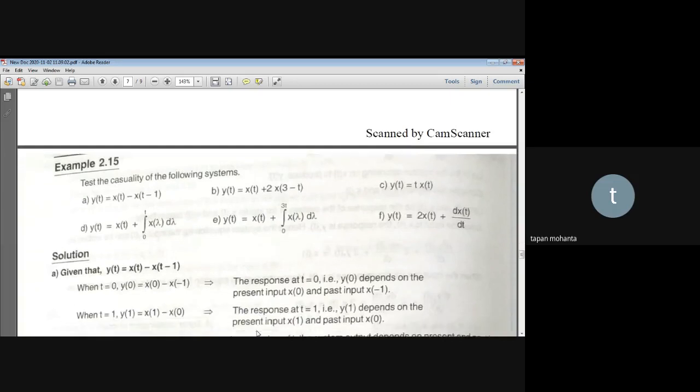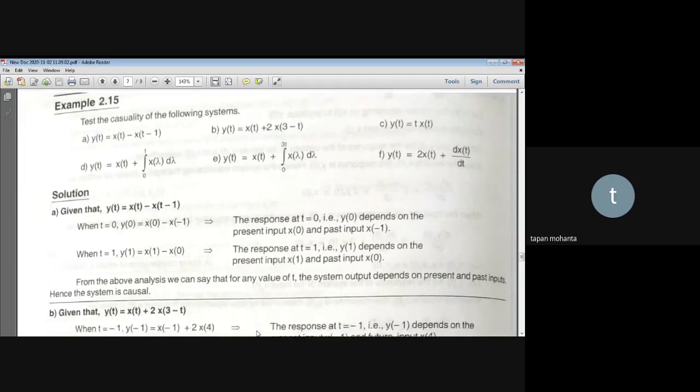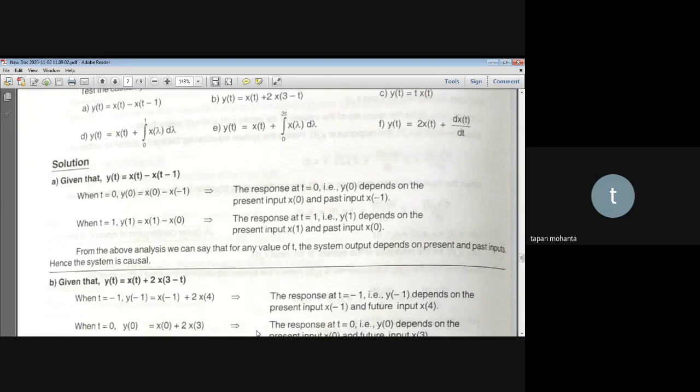This is the causality test of the following systems. Very easy. Let's come to the first one: y of t is equal to x of t minus x of t minus 1. Okay, so we can start from t equals 0.